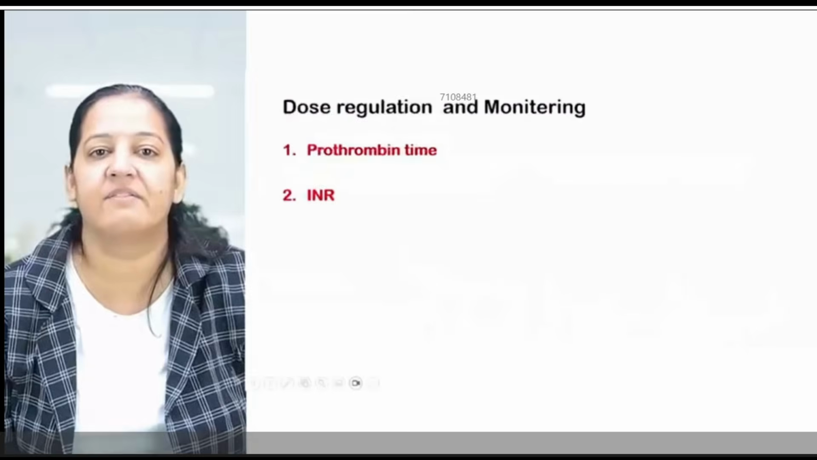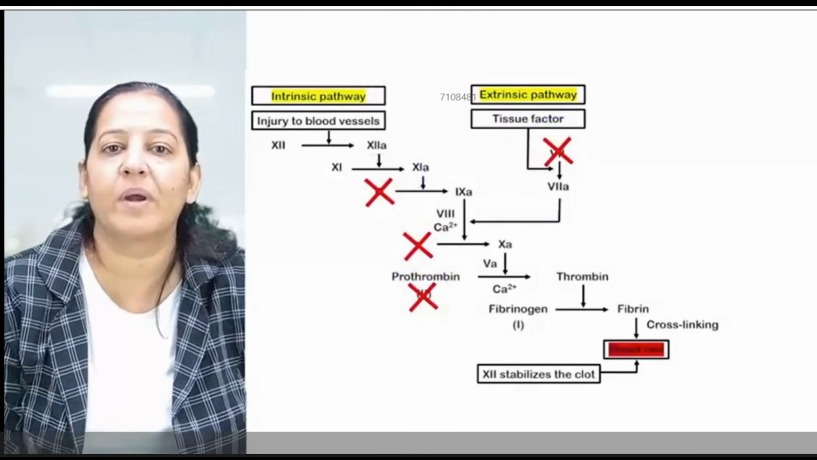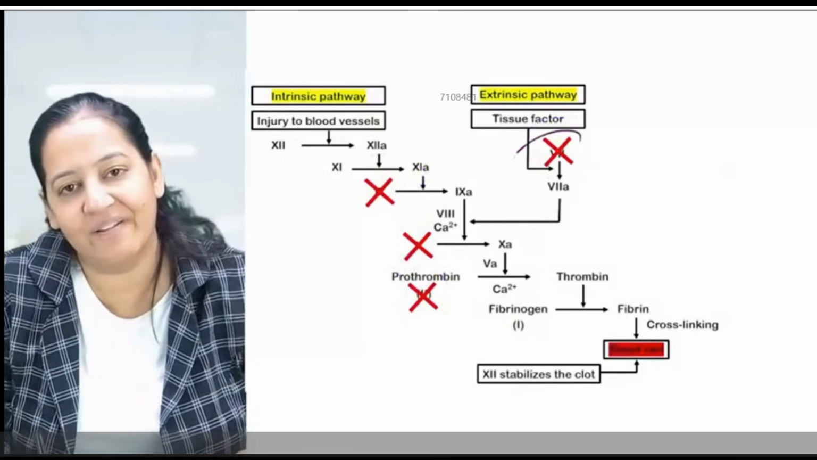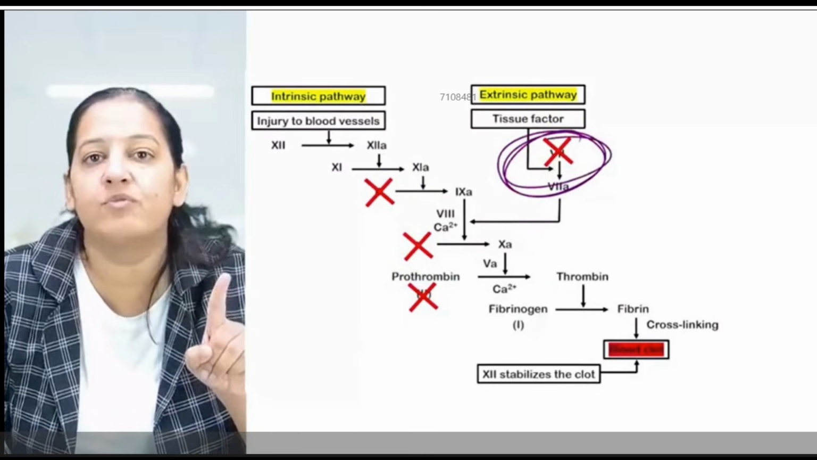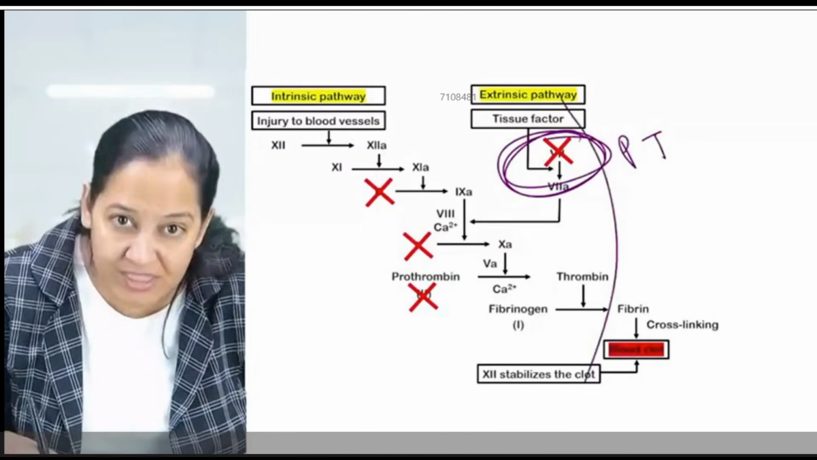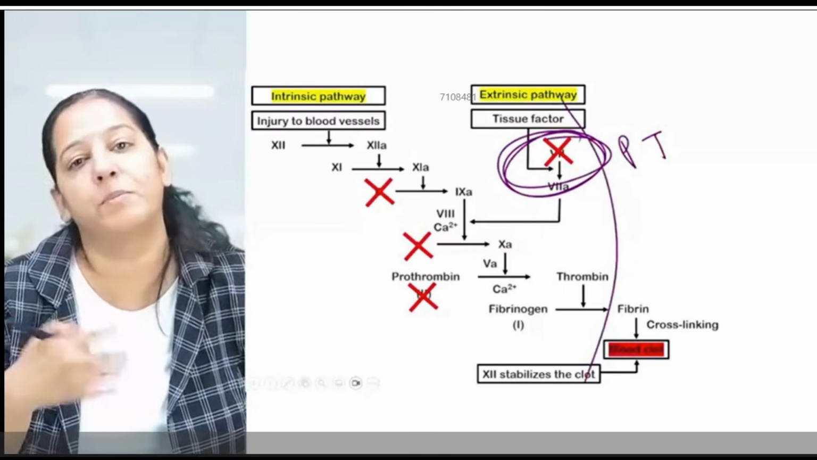The earliest is the 7. Where is 7? Can you locate 7? Here is 7. So 7 is earliest to fall. That's why we measure PT. You know this is PT. We measure PT to observe the response.